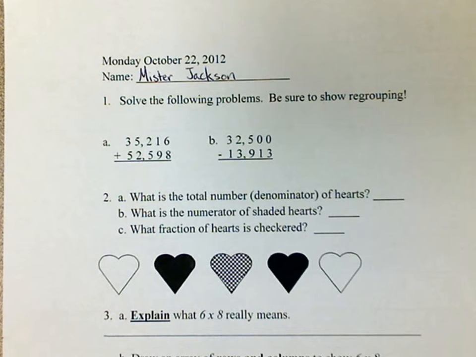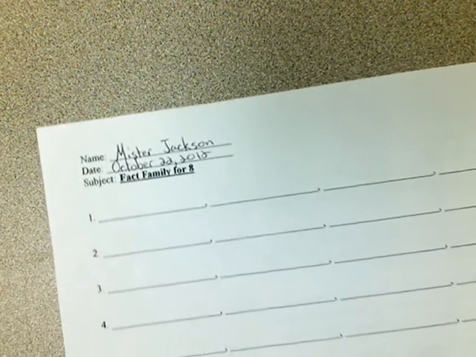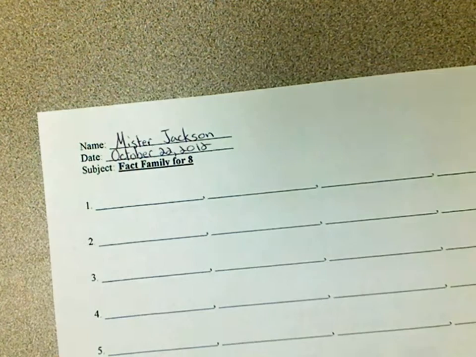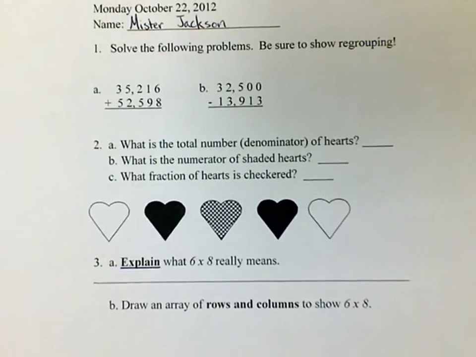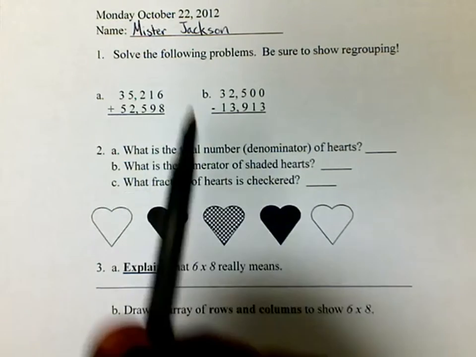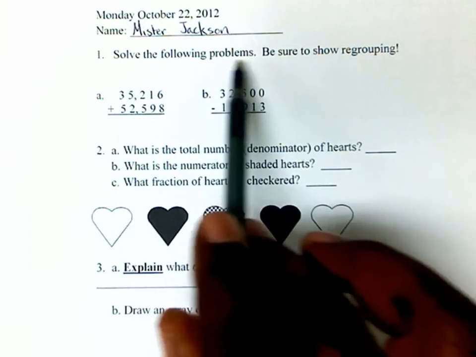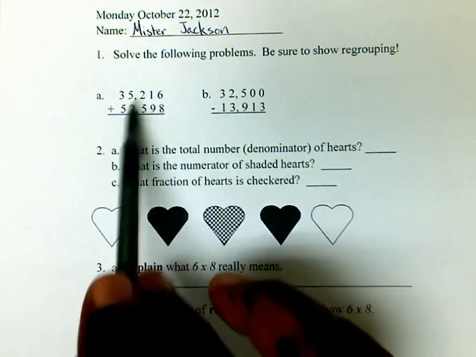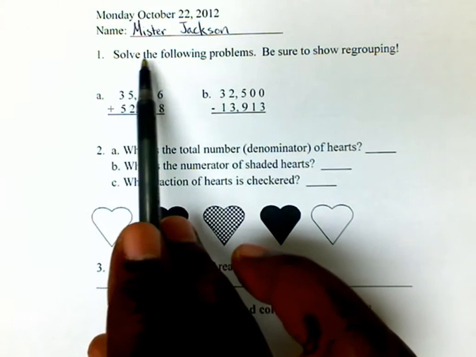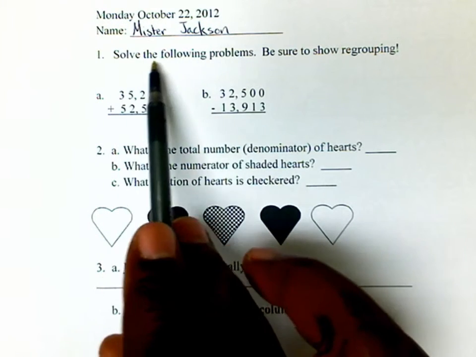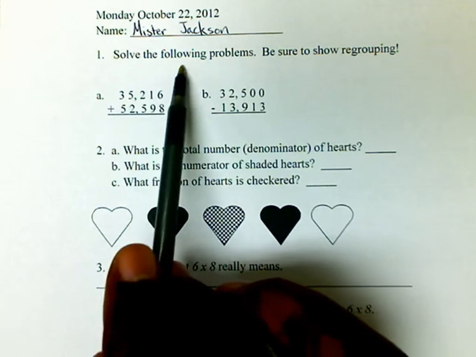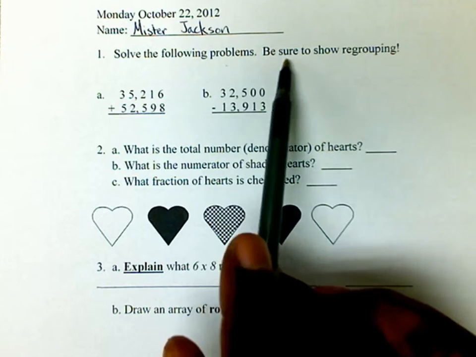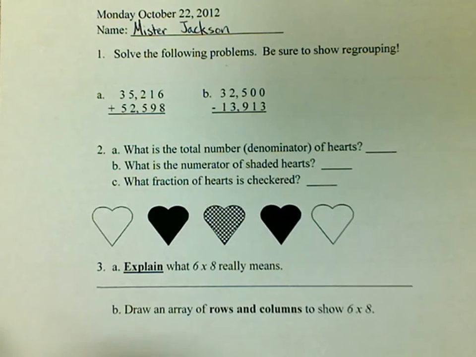And as usual, before we begin, make sure your name and date are in all the appropriate places on your paper so you don't lose unnecessary points. Okay, we're going to focus on problem number 1. Before we do anything, we read the instructions, because it's very tempting to jump right to the problem, but you need to read the instructions all of the time, because you have to give them what they ask for. So we need to solve the following problems and be sure to show regrouping.